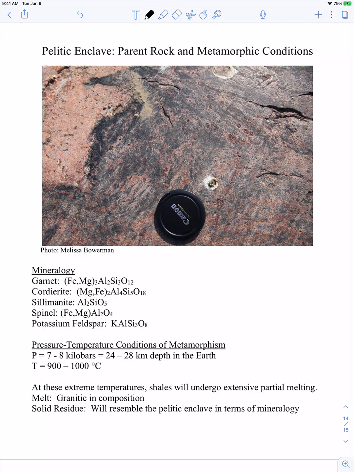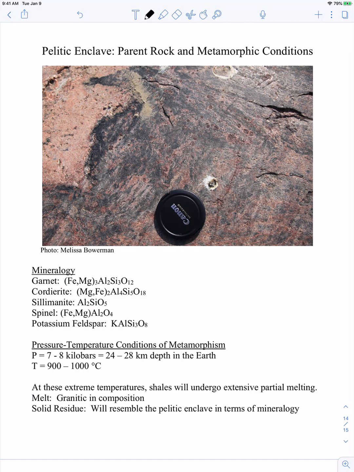And I want to talk about two issues. One is, what was the parent rock for those politic enclaves? What were those rocks before metamorphism? And secondly, what kind of metamorphic pressure temperature conditions did it take to produce the mineralogy, the mineral assemblage that you see in the politic enclaves? Okay, so let's first address the parent rock issue. Presently, these are metamorphic rocks, and all metamorphic rocks are changed from some pre-existing rocks. Those pre-existing rocks could have been of sedimentary origin, or they could have been of igneous origin. We want to try to determine which it was. What was the nature of the parent rock for these politic enclaves?